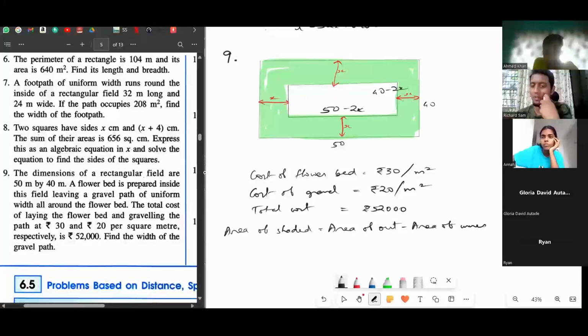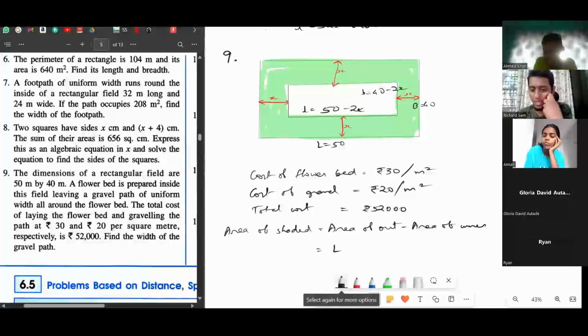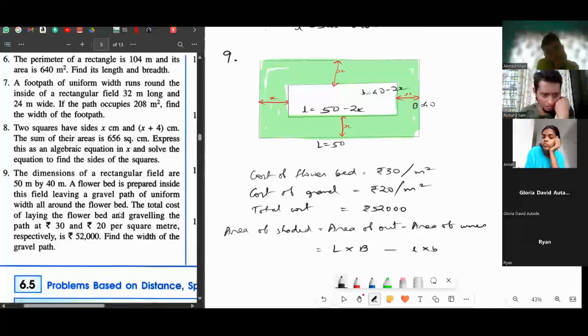I'll represent the outer length and breadth with capital L and capital B. It's not needed for our formula, but this is small l and this is small b. So in this formula, area of shaded is capital L into capital B minus small l into small b. And where is x? Oh, x is part of it. We have to find the width.